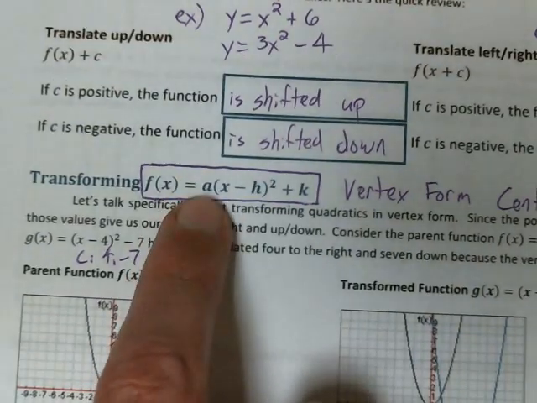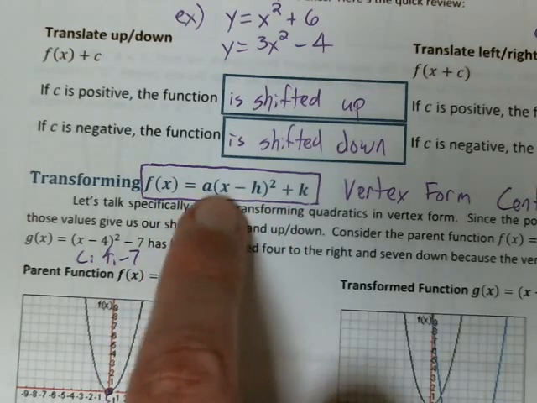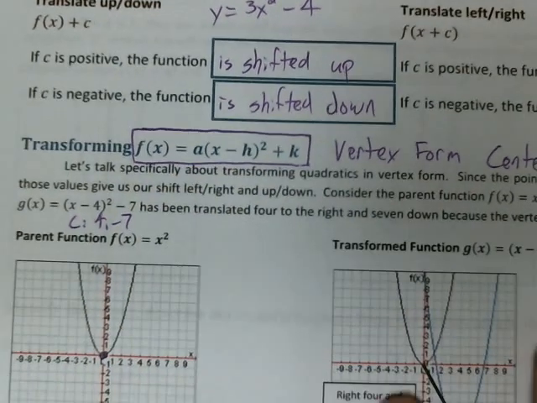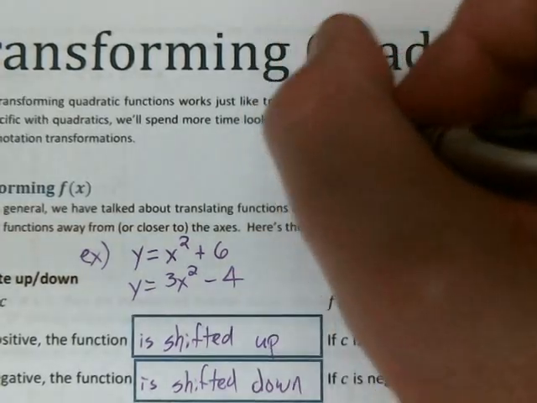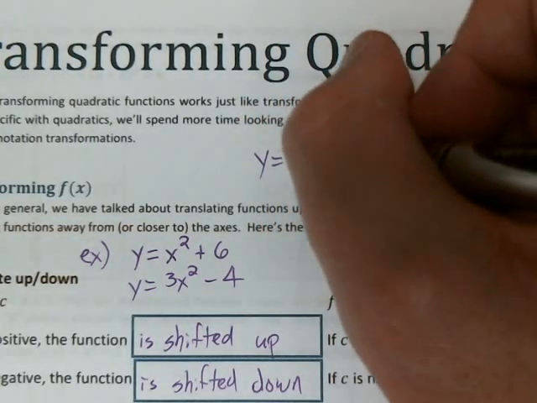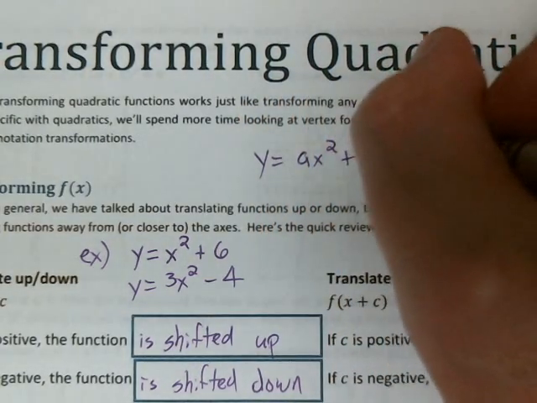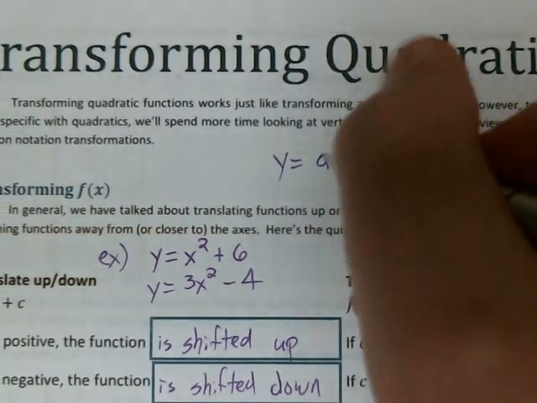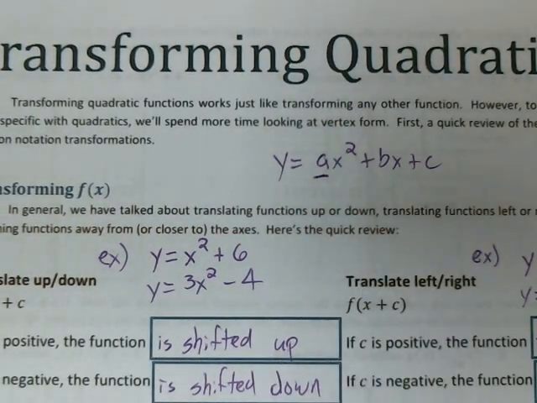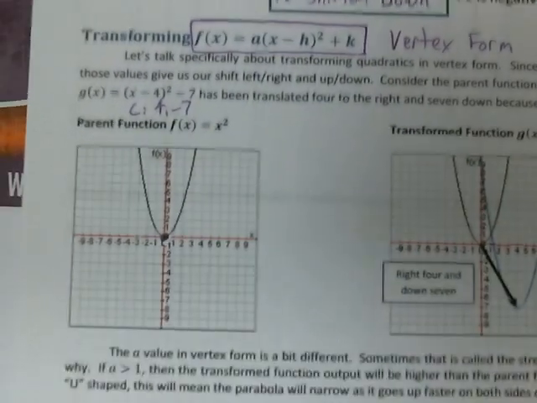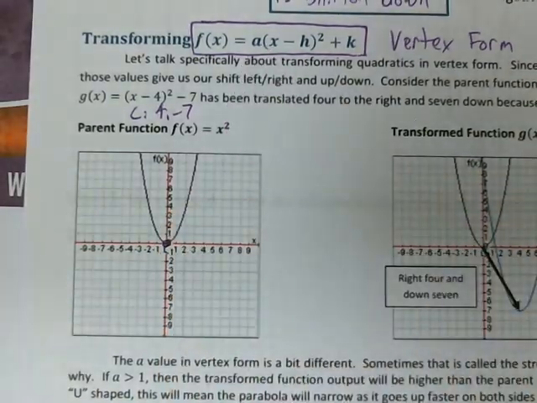Here's my A value. The coefficient in front of the parentheses squared piece is my A value. Just like in the standard form of a quadratic, ax squared plus bx plus c, there's my A value. So that's called the stretch or the shrink factor. In vertex form, it's right out front.